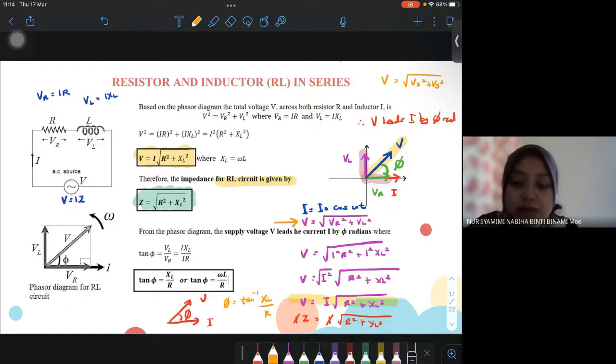Basically semuanya bergantung kepada this phasor diagram. Right? So this is the phase difference. Alright. So itu untuk RL circuit. Ada soalan tak RL circuit?